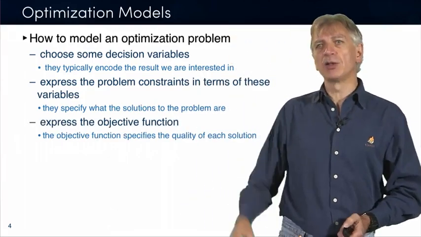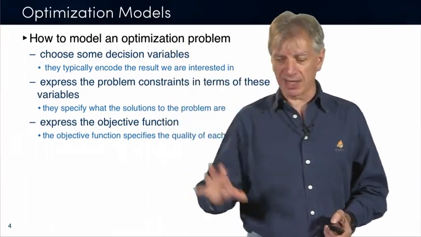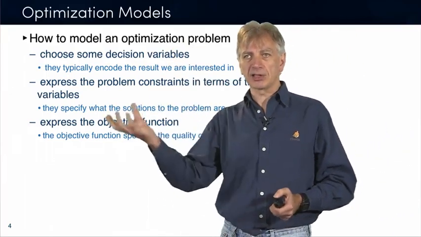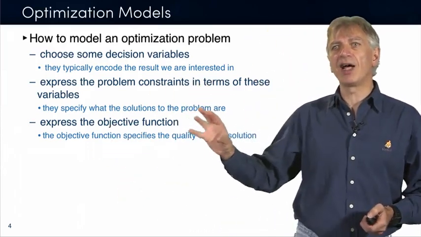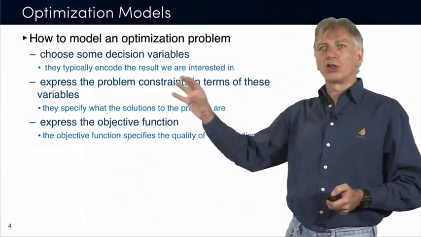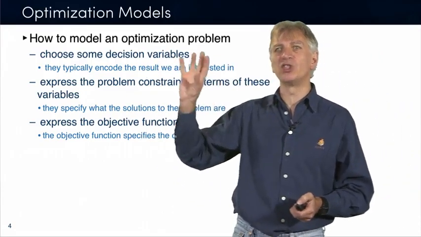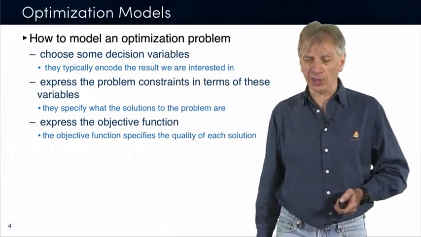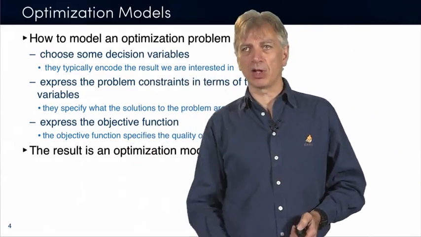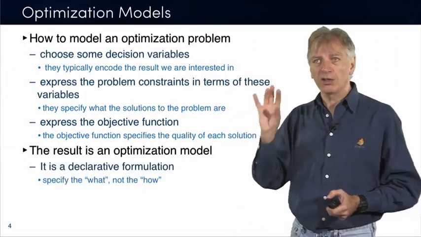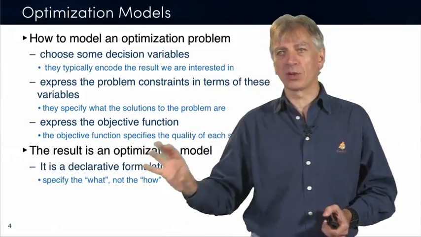And then the last thing, obviously, is you have to define the objective function. What are you trying to maximize or minimize? In this particular case, in the knapsack, it is going to be maximizing the value of your items. The objective function is defining the quality of your solution. The constraints are defining what is a solution, and the decision variables are telling you what you will decide upon. Essentially, the result of these three things together is an optimization model. It doesn't tell you how to solve the problem. It tells you what the problem is.